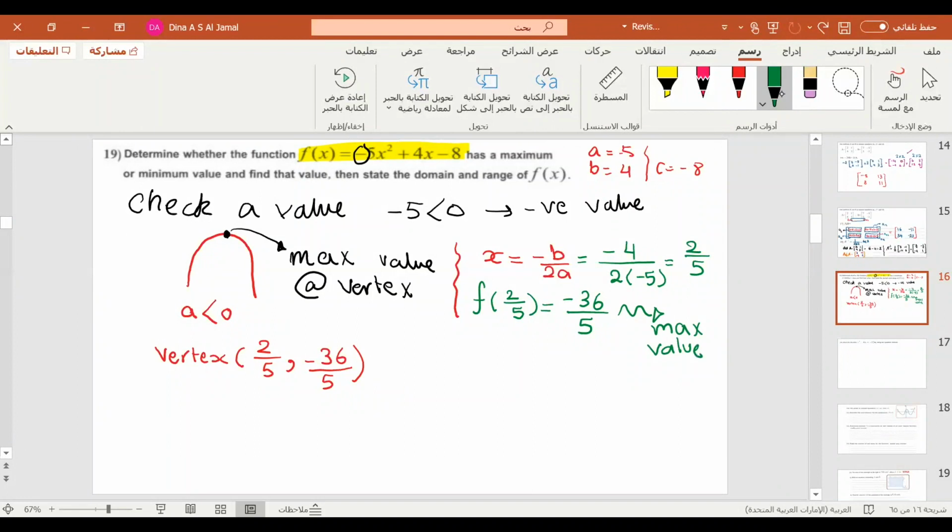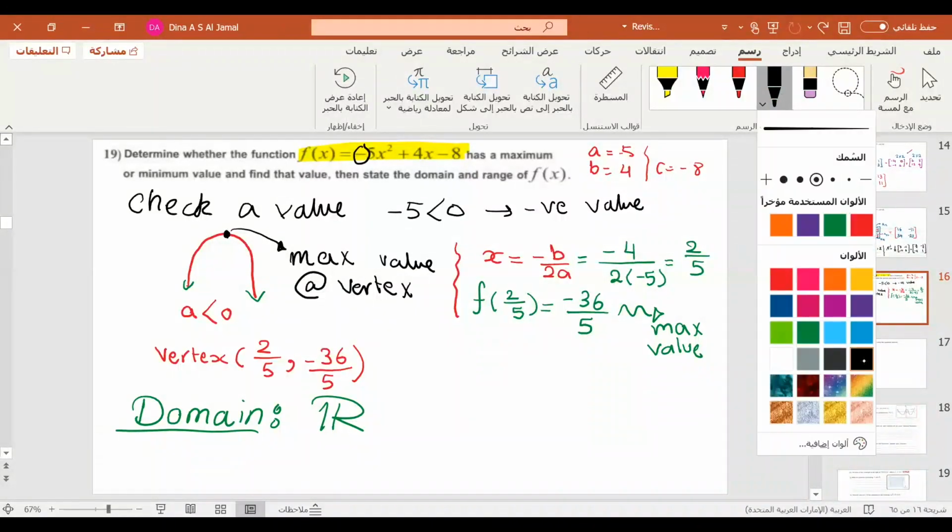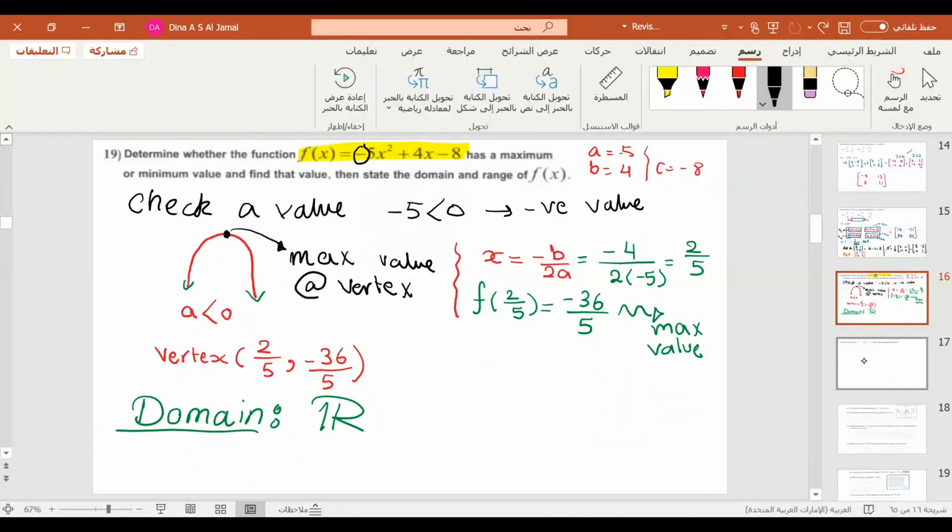Now, let's focus on how we can find the domain. So this was a sketch for the quadratic function that I can imagine. So always make a small sketch to imagine what your solution will be. So your domain, as you can see, will be taking all your x values, the real ones. Now, your range.